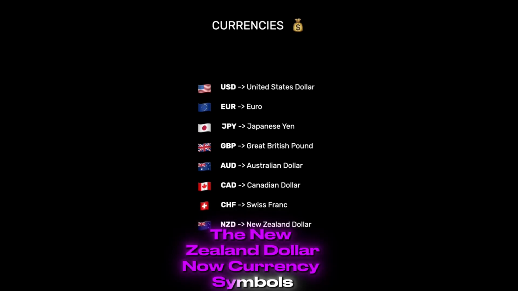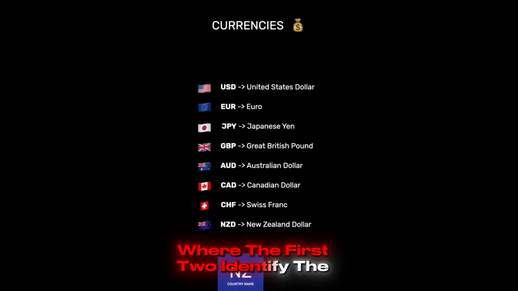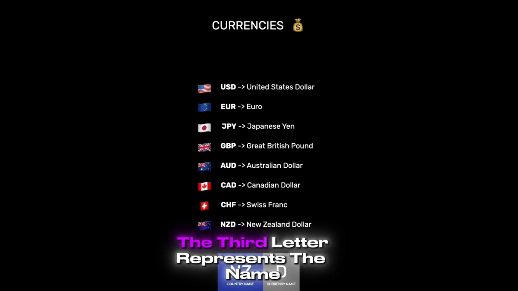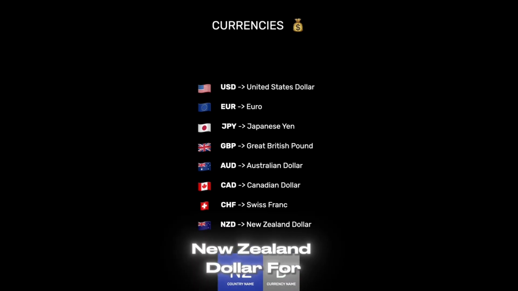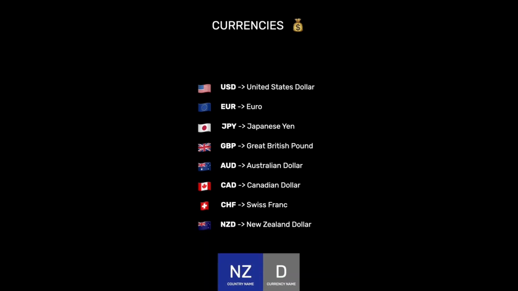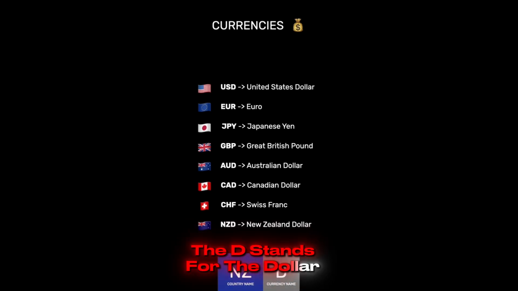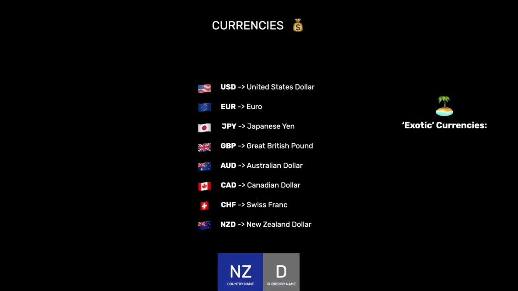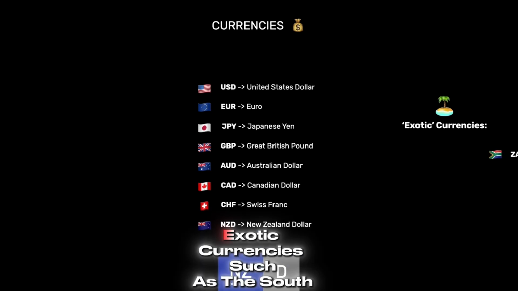Now currency symbols, they always have 3 letters, where the first 2 identify the country, and most of the time, but not always, the third letter represents the name of the currency. So take the New Zealand dollar, for example, NZD. The NZ stands for New Zealand, and the D stands for the dollar. Pretty simple, right?